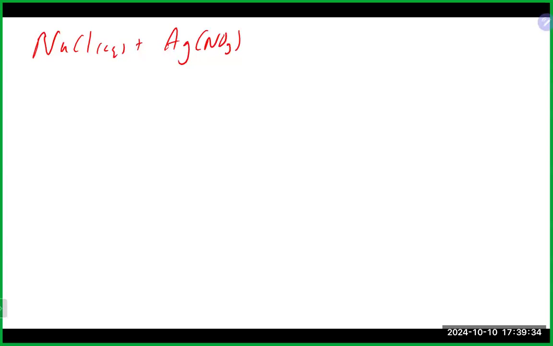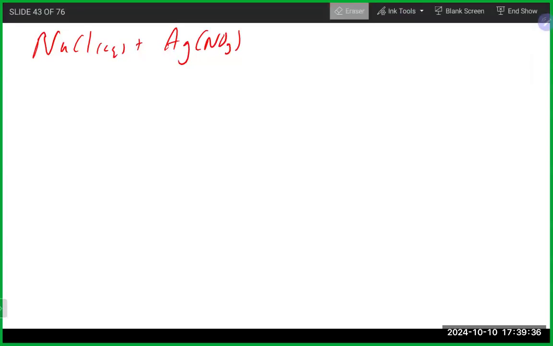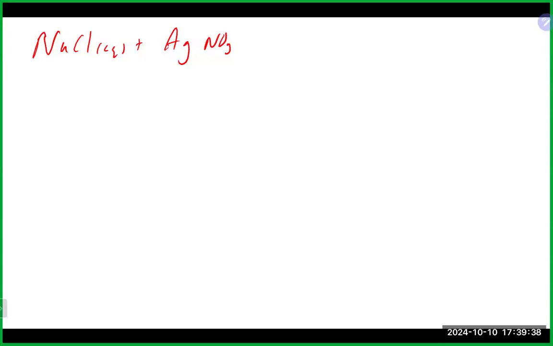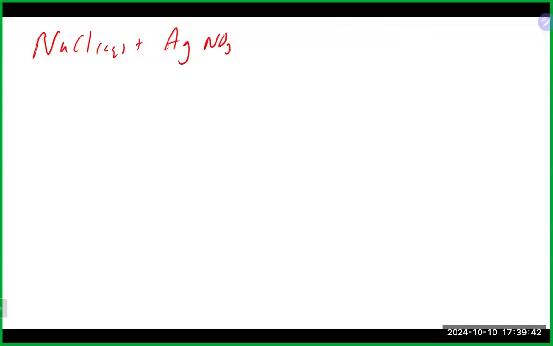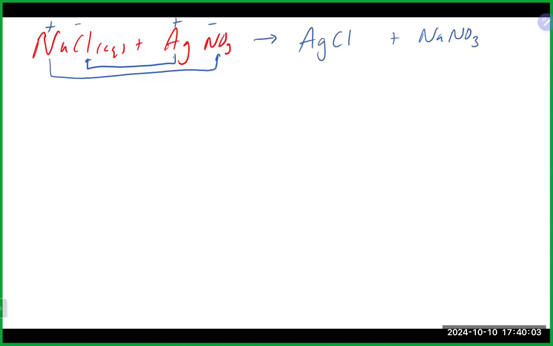In this case, this is going to be a double displacement reaction. We know that because it's positive, negative, positive, negative. So these guys are going to switch partners. And remember that when you do that, you want to make sure you get the right formulas first before you worry about any type of balancing. This will give us AgCl and sodium nitrate.